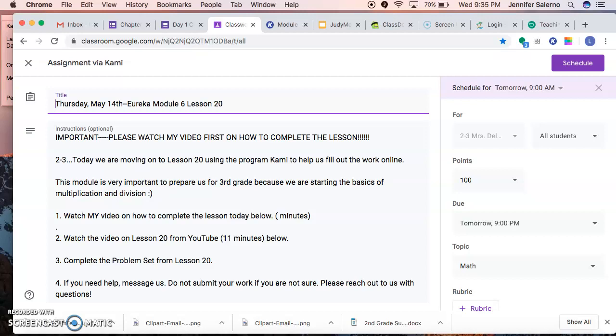Today we are moving on to lesson 20, which is actually our very last lesson in module 6. Tomorrow is your test on Edulastic. We made it through an entire module, and a really important module to get us prepared for third grade, all while virtual learning. So we should all be very excited and proud of ourselves for that, because that is huge, okay? Especially with Eureka. So I'm really proud of you guys for working through this and, like I said, completing an entire module all through Google Classroom. So let's start with our instructions today.